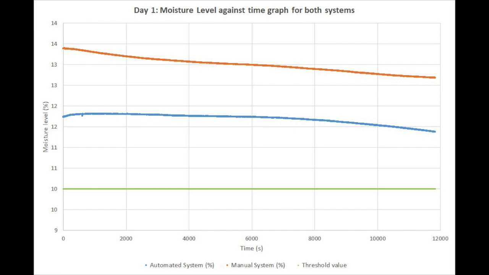This graph shows the change in moisture level percentage over time in 1 day. As you can see, both the automated system and the manual system were above the threshold value. Similar results were obtained on the other days.